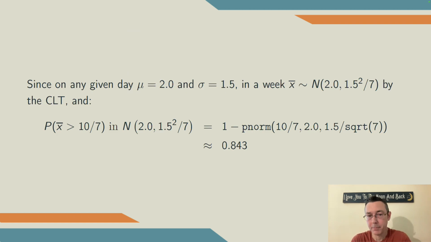So on any given day, we have a population mean of 2 and a standard deviation of 1.5. So the sample mean, when you have a sample of size 7 over the course of a week, is going to have the distribution approximately N of 2.0, 1.5 squared over 7. So the standard deviation is going to be 1.5 divided by the square root of 7. And the probability of getting a sample mean greater than 10 sevenths, which is the probability that there are more than 10 accidents in a week, is 1 minus the p-norm of 10 sevenths, 2.0, 1.5 divided by the square root of 7. So again, to do the probability of getting a value greater than 10 sevenths, I'm doing 1 minus the probability of getting less than. And the probability of getting less than that is the p-norm of that value, and then the mean and the variance. Overall, we get 0.843.